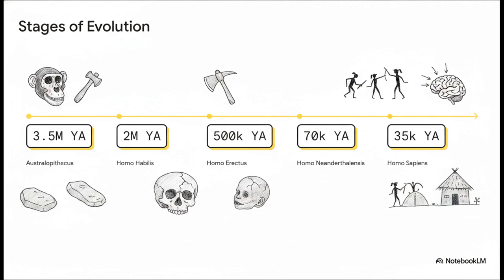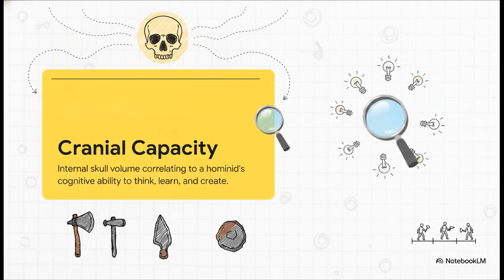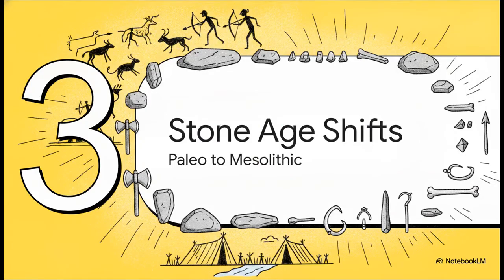But what was actually changing in us during all that time? Well, it was all in the head. Literally. The crucial point here is cranial capacity. As the internal volume of our skull expanded, our cognitive ability skyrocketed. A bigger brain simply meant a better capacity to think, to learn, and, this is the real game changer, to craft tools. That very ability to make tools became the absolute primary driver of the eras we now call the Stone Ages.